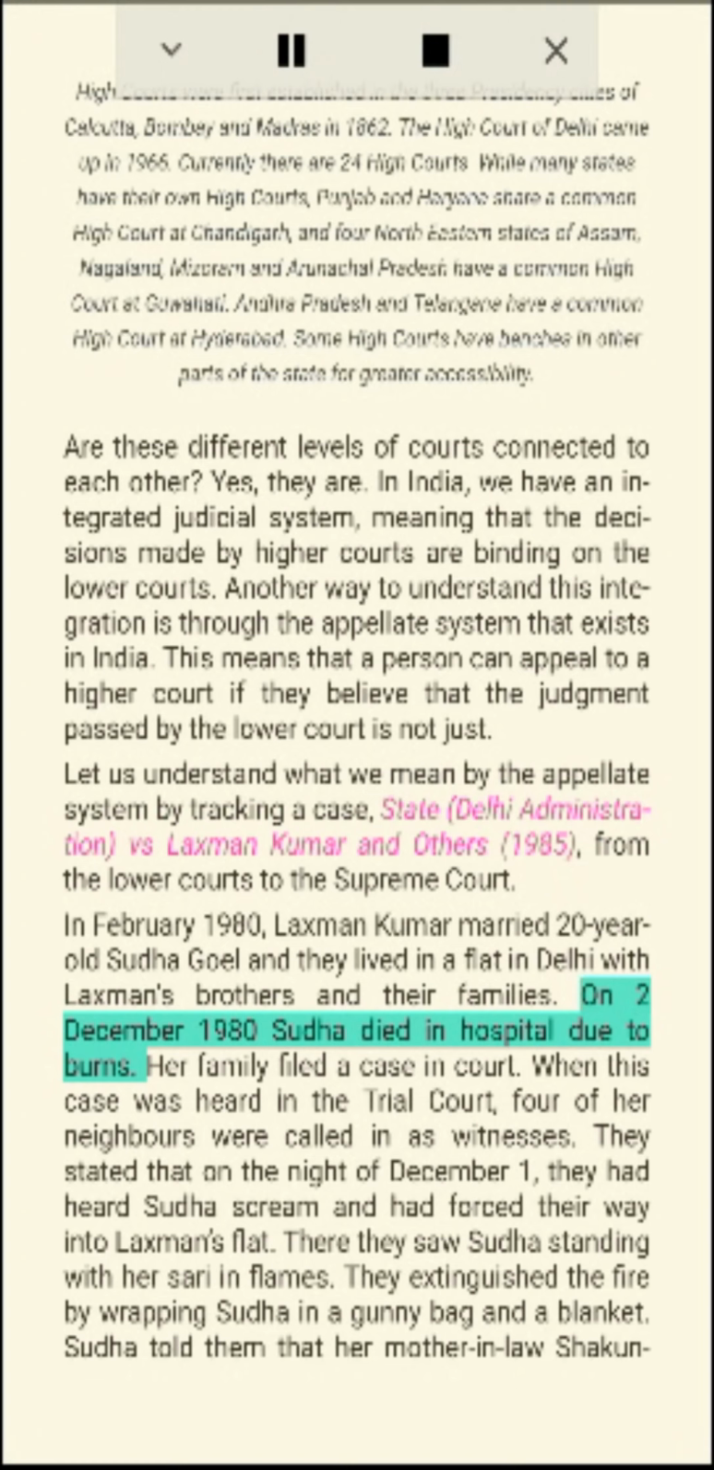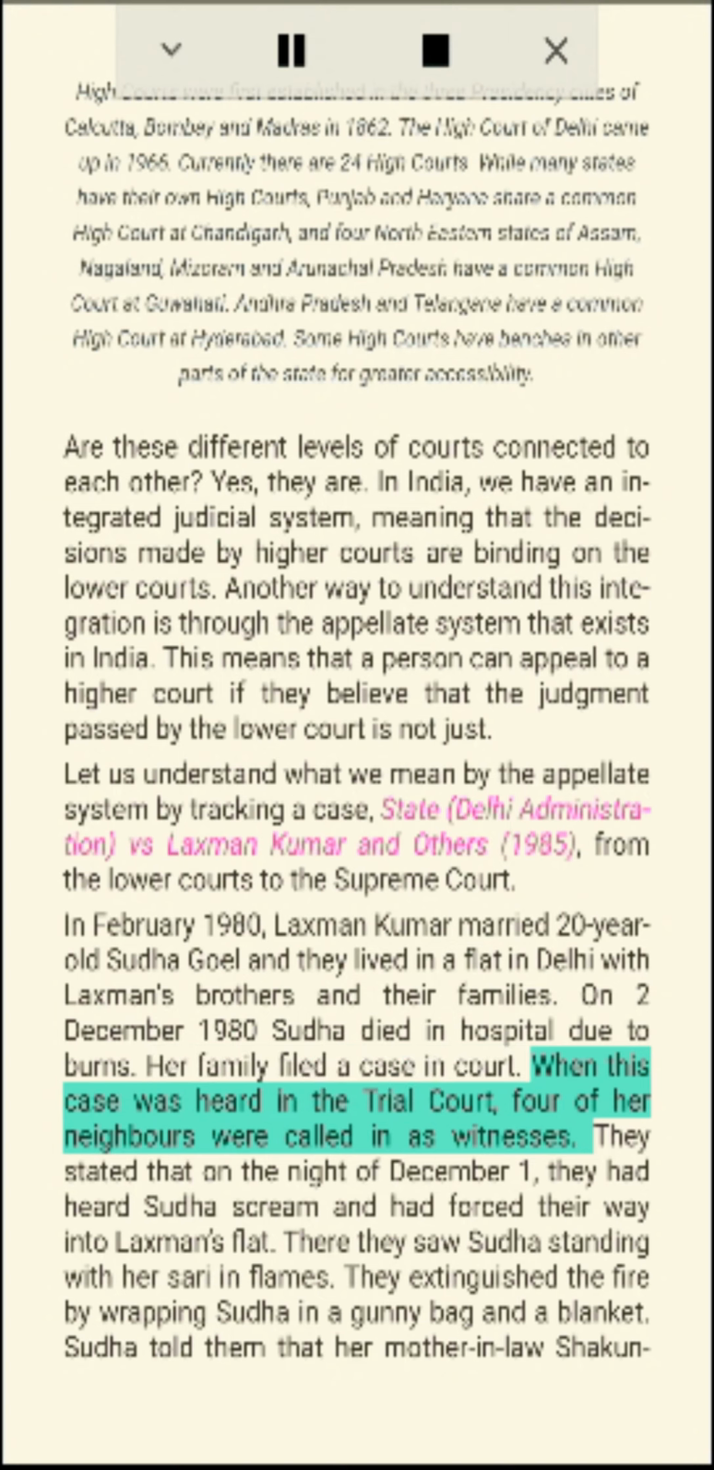Let us understand what we mean by the appellate system by tracking a case, State Delhi Administration versus Laxman Kumar and others, 1985, from the lower courts to the Supreme Court. In February 1980, Laxman Kumar married 20-year-old Sudha Goel and they lived in a flat in Delhi with Laxman's brothers and their families. On the 2nd of December 1980, Sudha died in hospital due to burns. Her family filed a case in court.